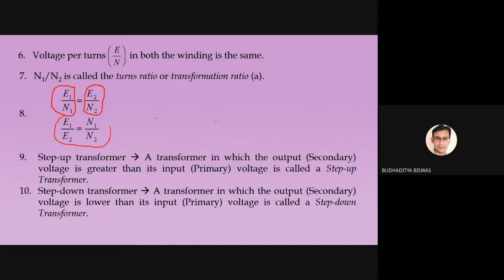and this equation is also a very popular equation in the case of a transformer. You need to remember this one also, E1 by E2 equal to N1 by N2. This one is coming from the upper equation. E1 by E2 equal to N1 by N2.